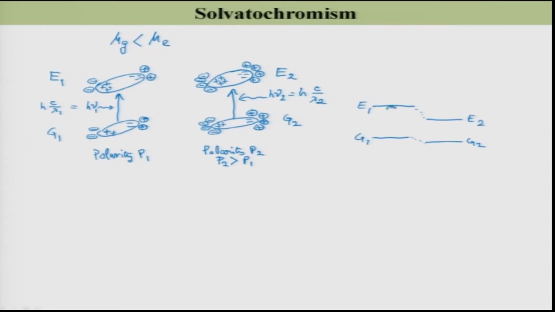So, you see here this energy difference is h c by lambda 1, and in this case this is h c by lambda 2, and this energy is more than this energy. That means lambda 2 is more than lambda 1, lambda 2 is greater than lambda 1. That means, in this case, as you can see, by increasing the polarity, the absorption spectrum is shifted towards lower energy. Shifted towards lower energy means longer wavelength.